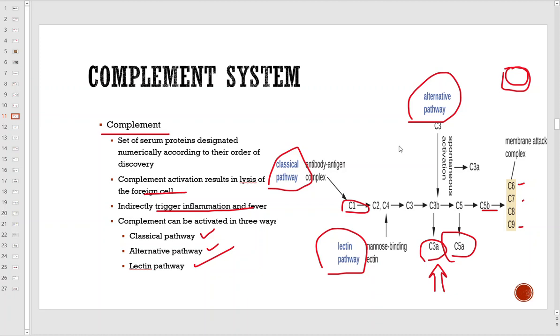So, inflammation, we're going to open up or cause the blood vessels to dilate, and that's going to make it possible for the white cells to leave the blood and get into the tissues where the problem is.